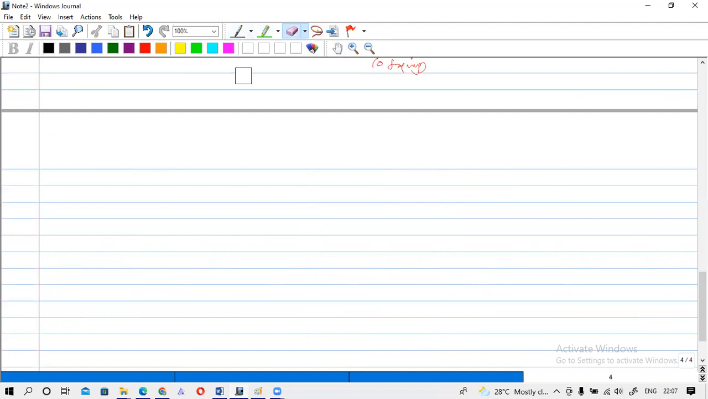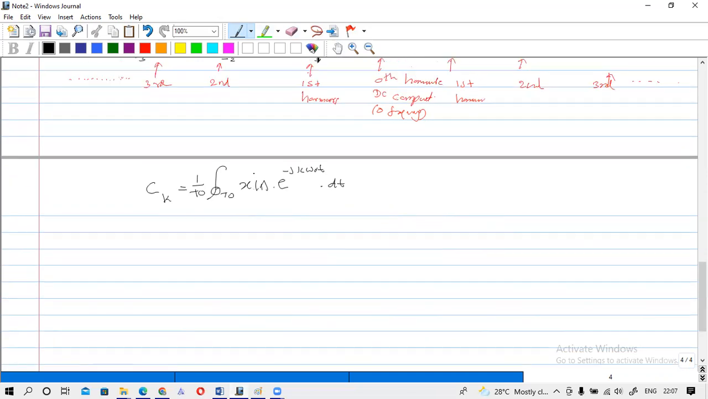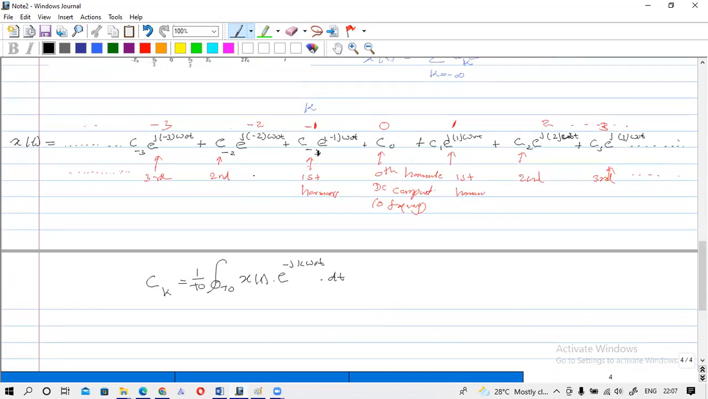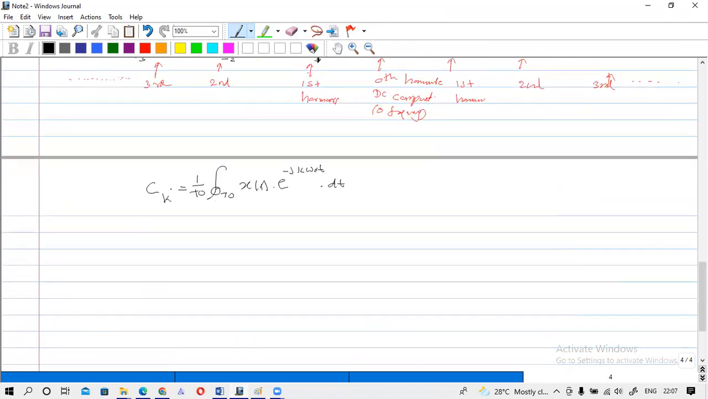That is Ck equal to 1 by T naught, the integration within T naught, within the period, of x(t) e to the power minus jk omega naught t dt. So this is the identity to estimate these complex Fourier coefficients. We will see how to do this.